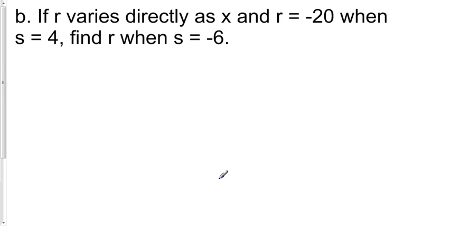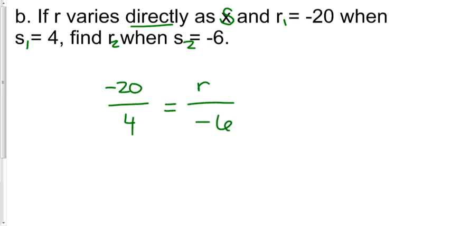Here's another one, but we're using r and s instead of x and y. And I actually have a typo up here. If r varies directly as s, I should say, and r equals negative 20 when s equals 4, find r when s equals negative 6. So here's your r1 and your s1. I'm going to put up the fraction as r over s, so negative 20 over 4. Find another r value when a different s value equals negative 6. So we're looking for r when s equals negative 6.